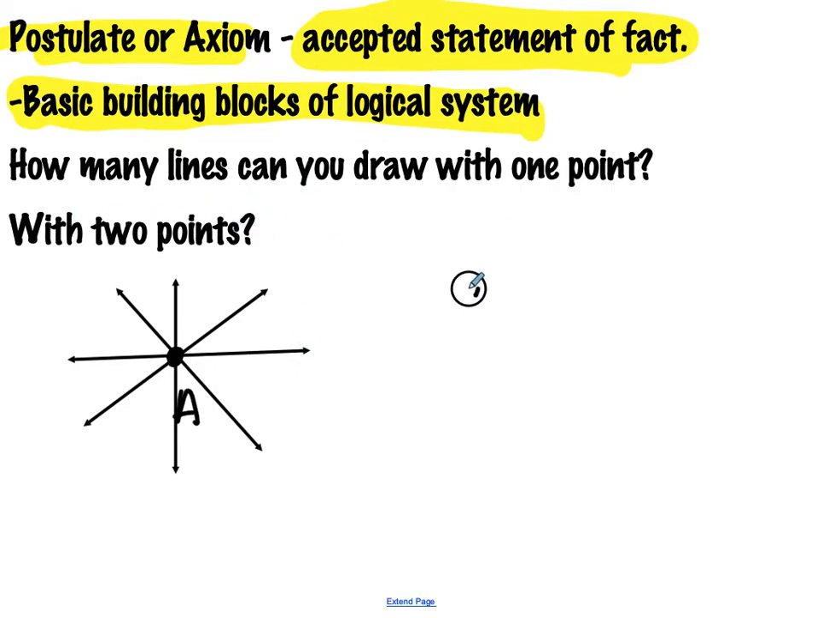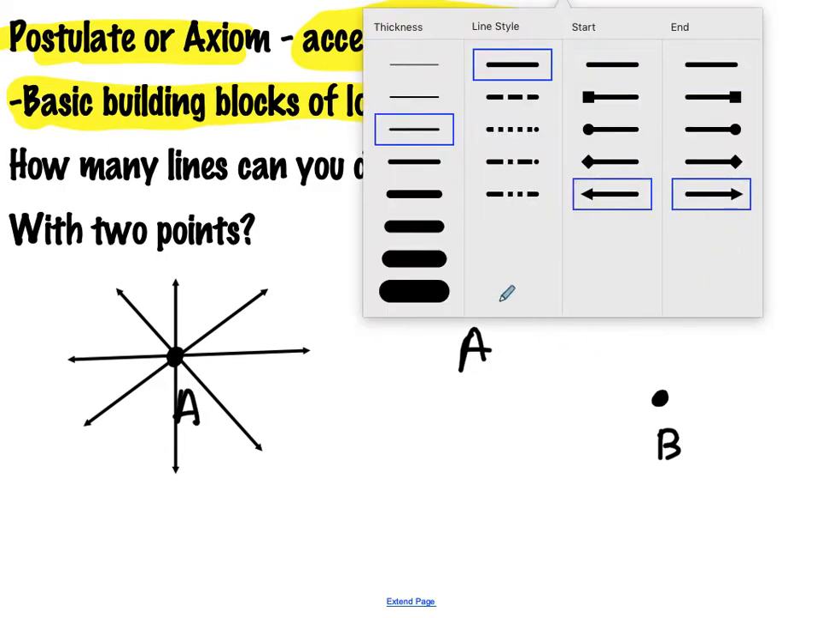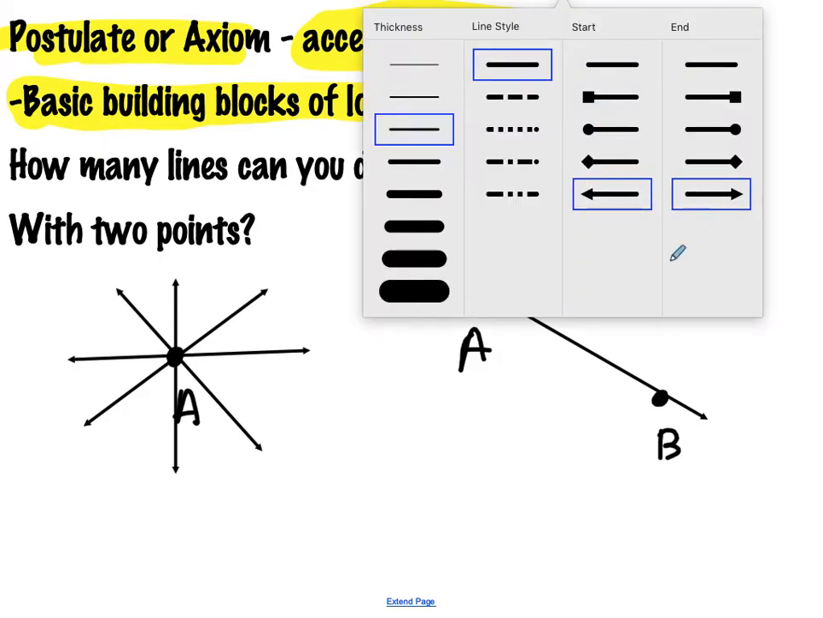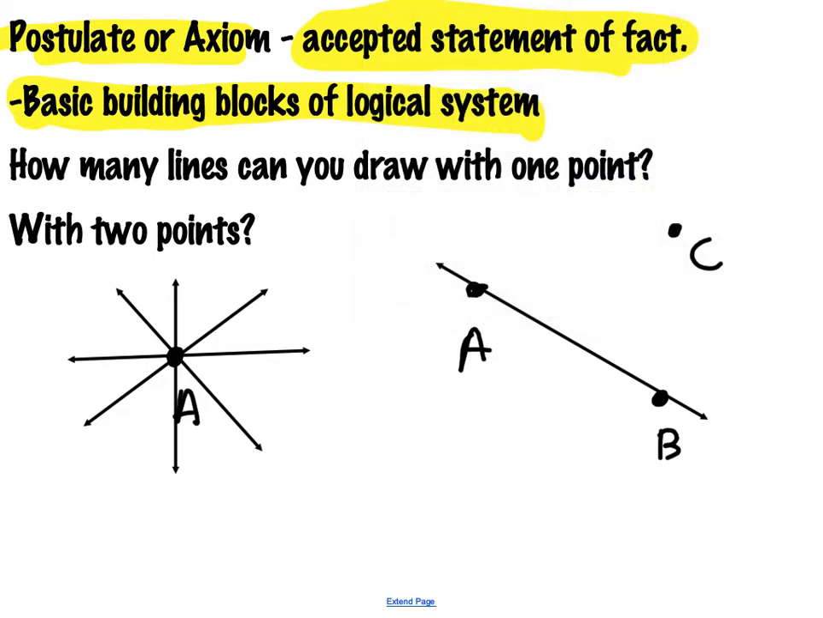What about 2 points? If I take this point A and this point B, how many lines can you draw through those 2 points? The answer is just 1. Sorry, my line was so crooked. You can only draw 1 line through these 2 points. Let's take a look at point A and then C here. Still, you can only draw one line through those 2 points.